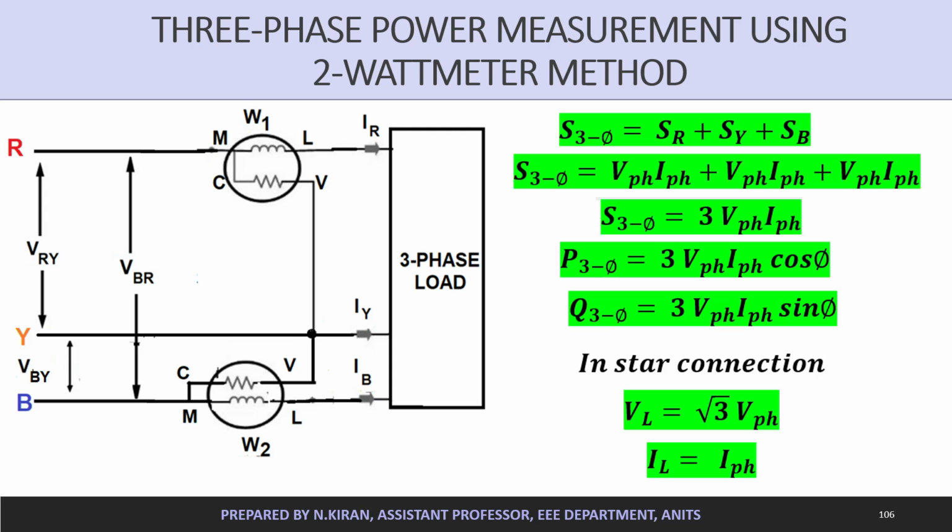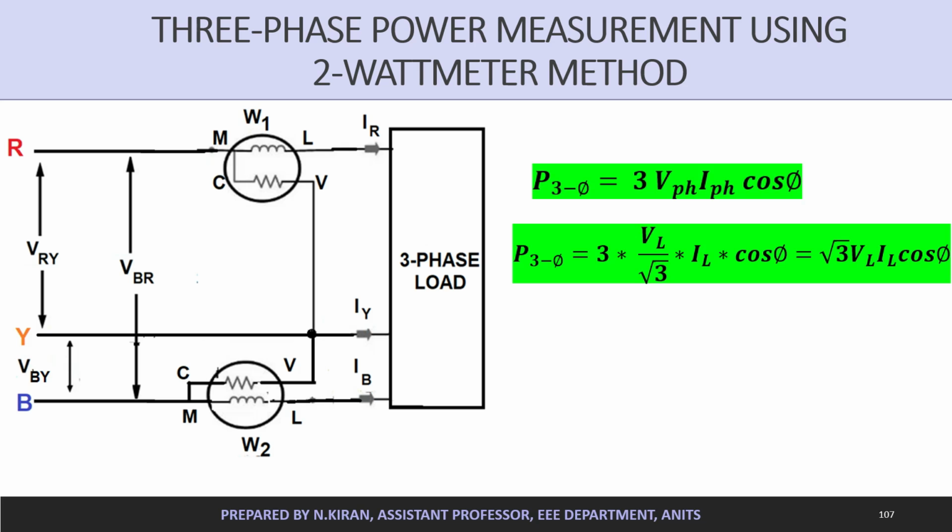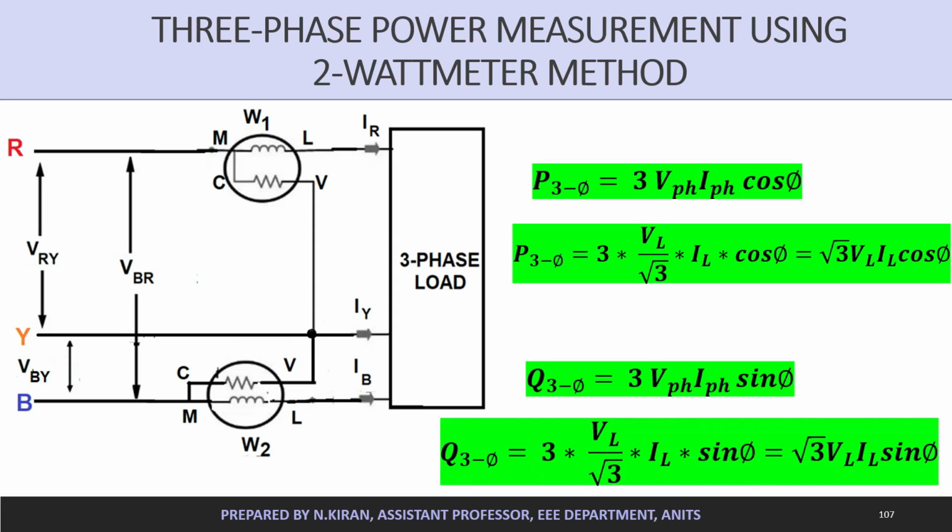Since we are assuming that the load connected is star connection, in star connection we are well aware that the magnitude of line voltage is root 3 times the magnitude of phase voltage, and the magnitude of line current is equal to the magnitude of phase current. So we will get an alternate expression for active power in terms of line values, that is root 3 VL IL cos phi, and reactive power to be root 3 VL IL sin phi.